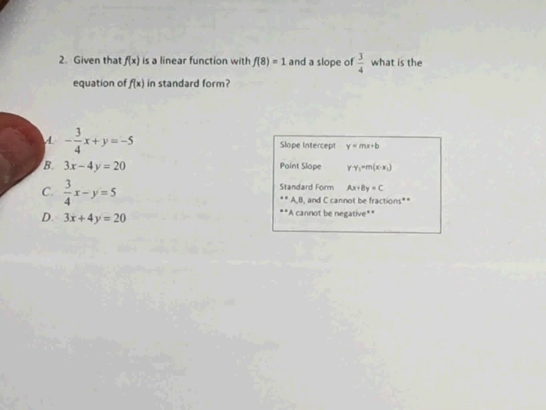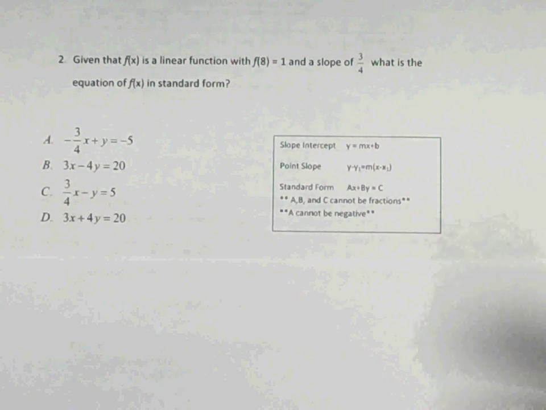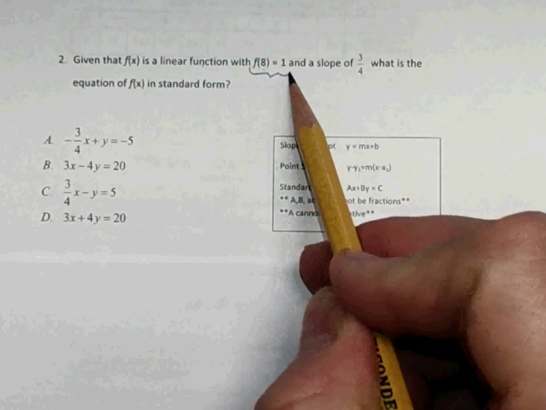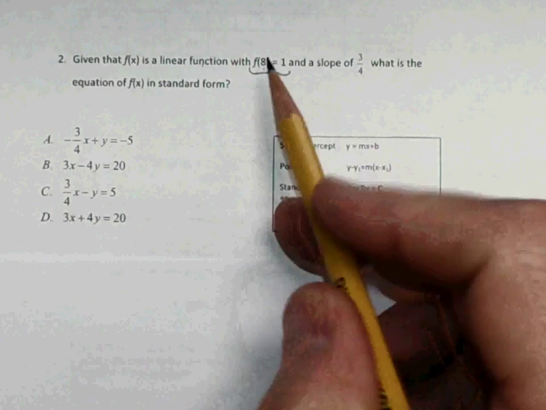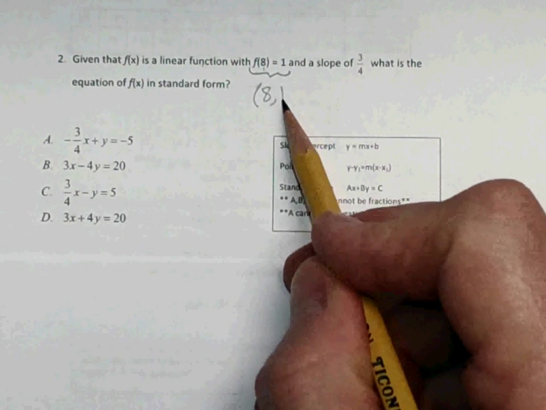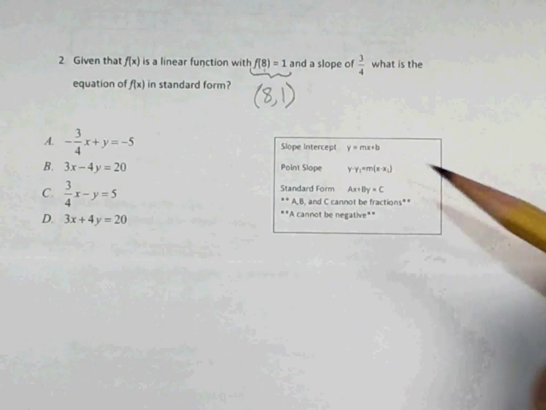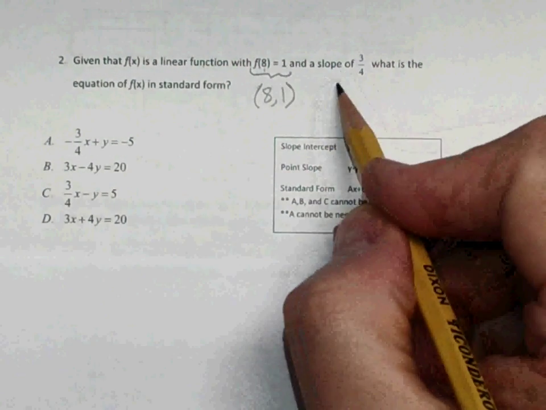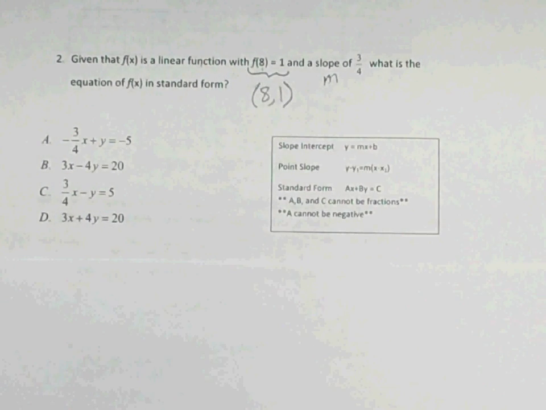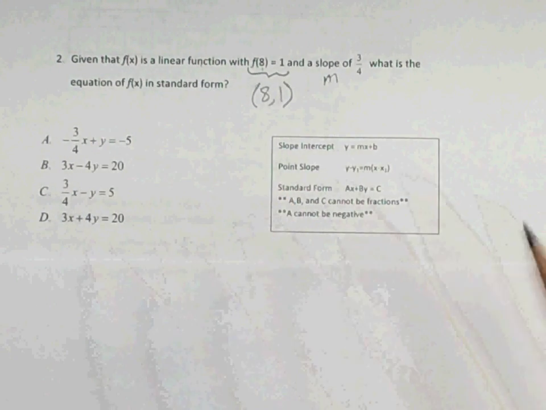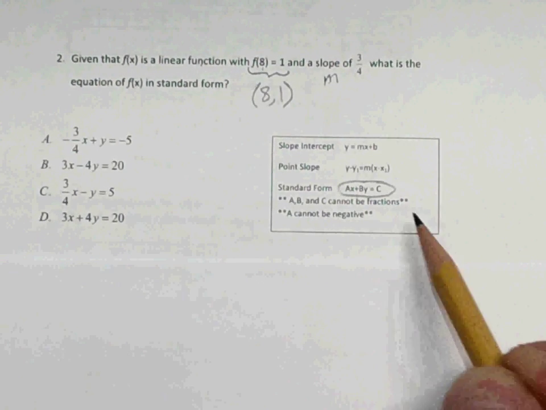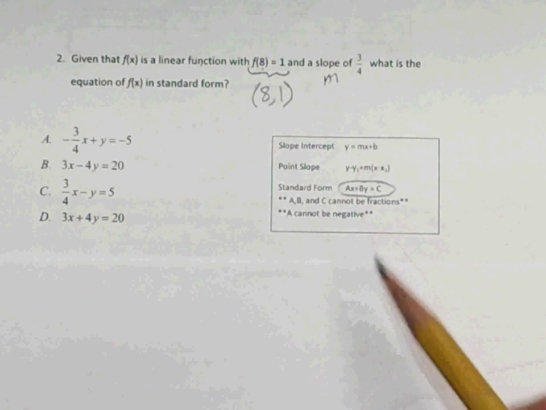Alright, given we have a function, it's linear. This right here, you need to realize that's just an ordered pair. 8 is my input or x and 1 is my output or y. So that is just the ordered pair (8, 1). And we have a slope, which is m of 3/4. What is the equation in standard form? Standard form is where the x's and the y's are on the same side. A needs to be positive.